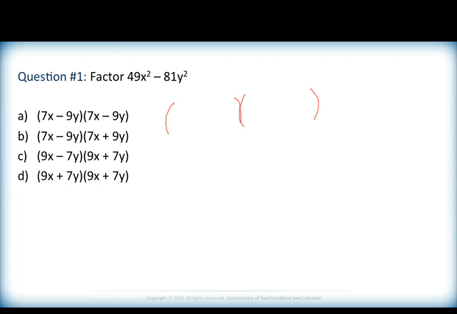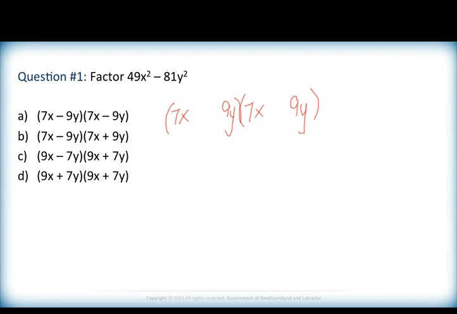And we're going to take the square root of 49. The square root of 49 gives us 7. It gives us 7x, in both binomials. And then we have 81. The square root of 81 will give us 9. So we have 9y and 9y.